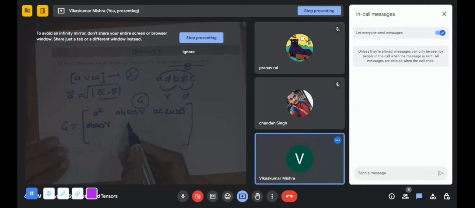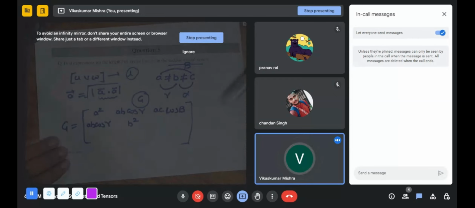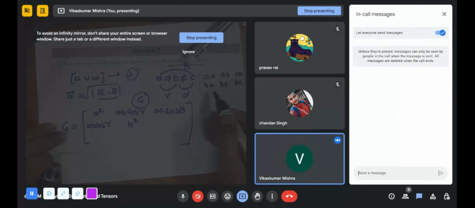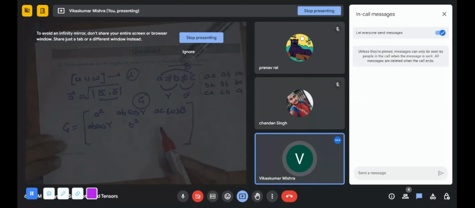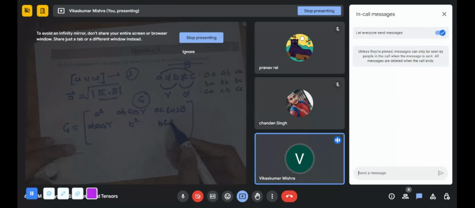Here it will be B square. Here it will be the angle between B and C, so B dot C. So better I write them instead of getting confused. Let us write them: AA, AB, AC, BA, BB, BC, CA, CB, and CC. So here it will be B and C, that is BC, cos of the angle between B and C, that is alpha.